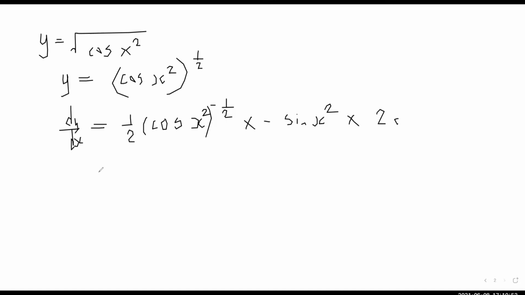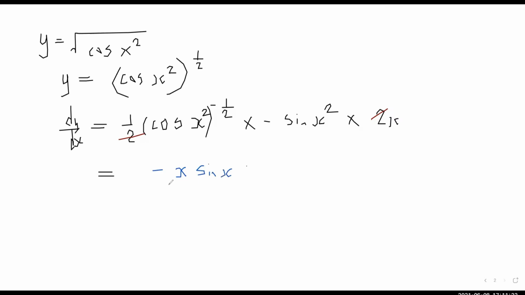So what does dy by dx simplify to be? Well, if you observe 2x times the half, this 2 would cancel this 2. So I make sure to use burgundy color. Then in the numerator, what we're gonna end up getting now is 1 times minus sine x squared times x, which is just minus x sine x squared. That's what is gonna be in the numerator.